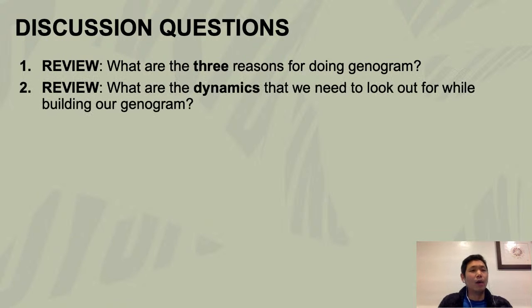All right, very good. What are the dynamics that we need to look for? There are 3 things that we need to look for. What are the 3 dynamics? Of course, there could be more. But what are the specific 3 dynamics that we need to look out for while building our genogram? Okay, strengths and weaknesses of each family member. Go ahead, Jeremy. The roles, good. Okay, what are some of the roles that we have taken on? Okay, how do we function within the family?